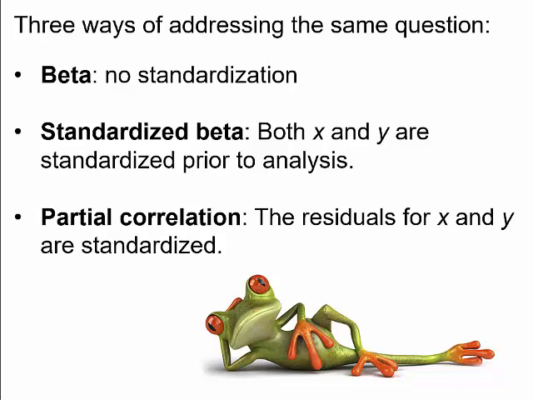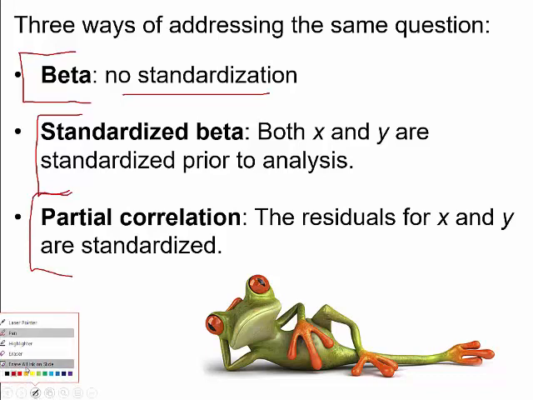This is part C for our unit on multiple regression. In the previous section, I was talking about betas, what they are and how to interpret them. Now I'd like to take that a little bit further, and compare the betas we get when we just do our regular regression equation without any kind of standardization, with a standardized beta, and then with something we haven't talked about before, which is a partial correlation.